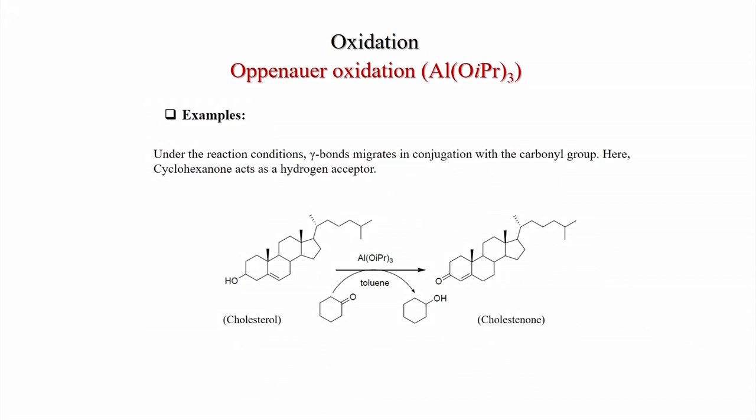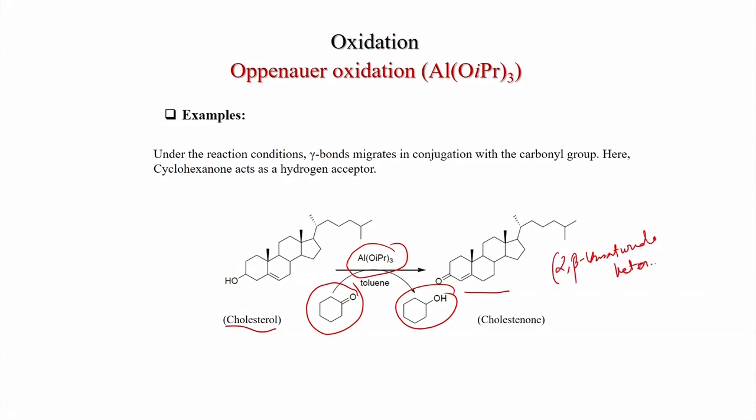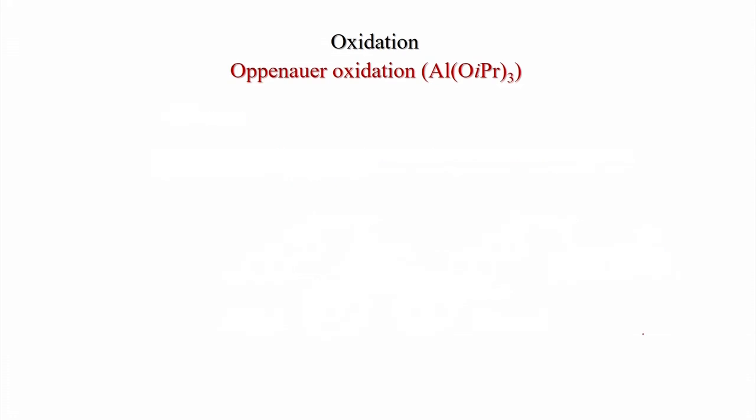So, we have seen the migration of the double bond or dienone generation, and here the gamma bond migrates in conjugation with the carbonyl group. So, here what happened? The gamma bond migrates to the alpha beta position of the carbonyl group, here cyclohexanone acts as a hydrogen acceptor. So, when this steroid or cholesterol compound is oxidized with aluminum isopropoxide and cyclohexanone as the oxidant, cyclohexanone becomes cyclohexanol, and first the carbonyl group is formed, and then isomerization happens. So, alpha beta unsaturated ketone is generated. So, that means double bond isomerization is happening here.